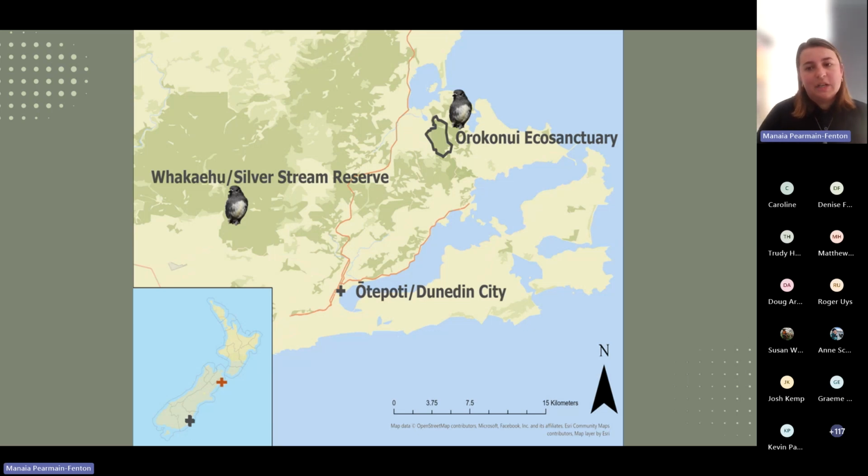So in 2010, 25 adults were translocated from Whakaehu, from Silverstream, into Orokonui. And then a year later, another 20 were translocated, and that was a mix of both adults and juveniles. Aside from mice, this site has been eradicated of all invasive mammals.